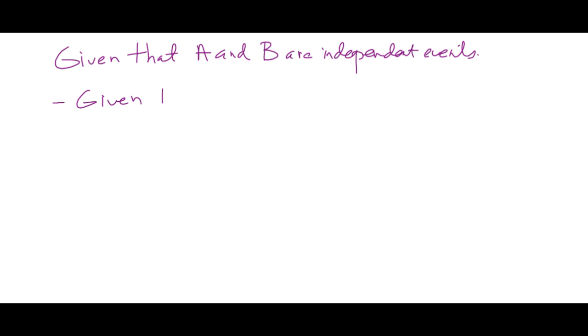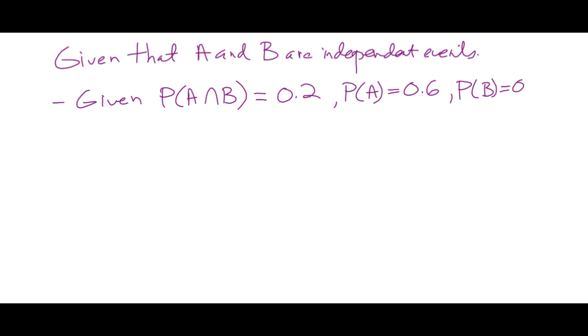The probability of A and B, A intersect B, is 0.2. The probability of A is equal to 0.6, and the probability of B is equal to 0.4. Oh, sorry, instead of given that, it should be determine if. Determine if A and B are independent events given this information.